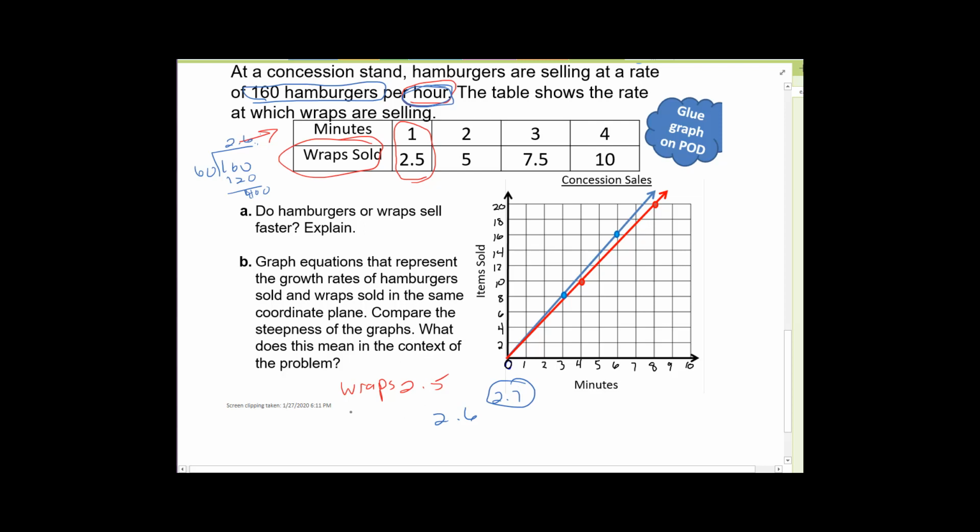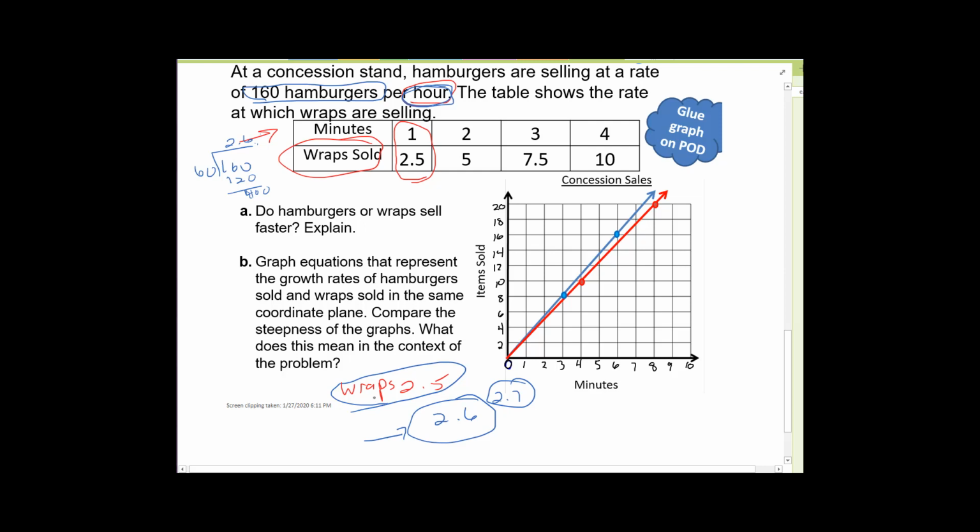So the unit rate for wraps is 2.5. The unit rate for hamburgers is 2.6. So it says, do hamburgers or wraps sell faster? Well, the hamburgers do, just by a little bit, because it's 2.6 as opposed to 2.5. Now, it says graph equations that represent the growth rates of hamburgers sold and wraps sold in the same coordinate plane. Compare the steepness of the graph.